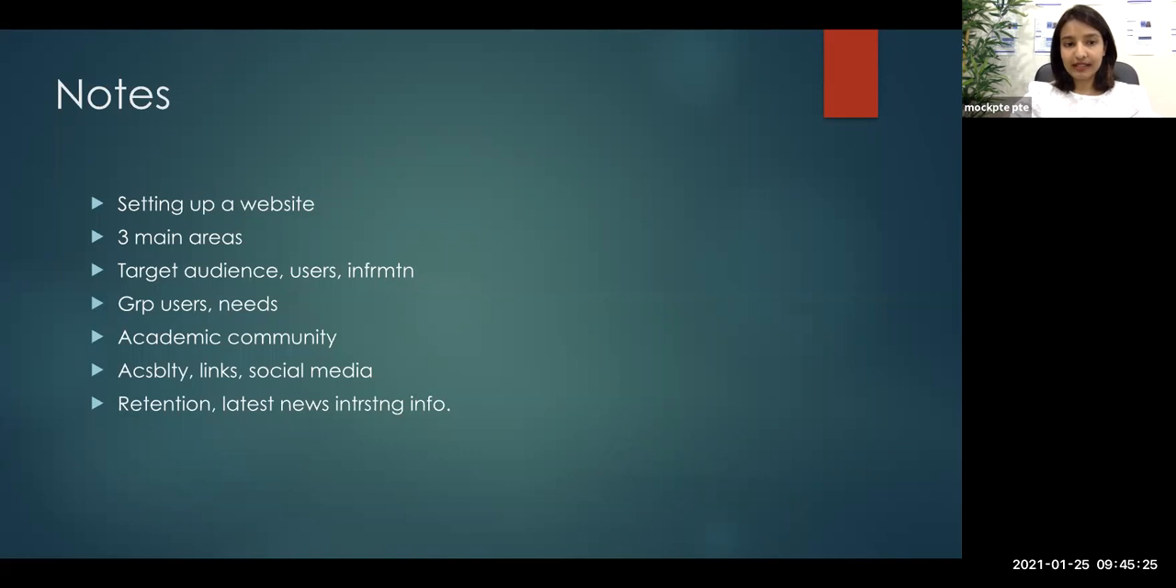So my template goes like this. I'm going to use these words. So I'm going to start saying the answer now. The audio that was played was very interesting. There were many important points mentioned in the audio. The first point of the lecture is setting up a website. The next point of the lecture is three main areas. The next point of the lecture is target audience, users, and information. The next point of the lecture is group users and needs. The next point of the lecture is academic community. The next point of the lecture is accessibility, links, and social media. The next point of the lecture is retention, latest news, and interesting information. In conclusion, the audio was very informative.